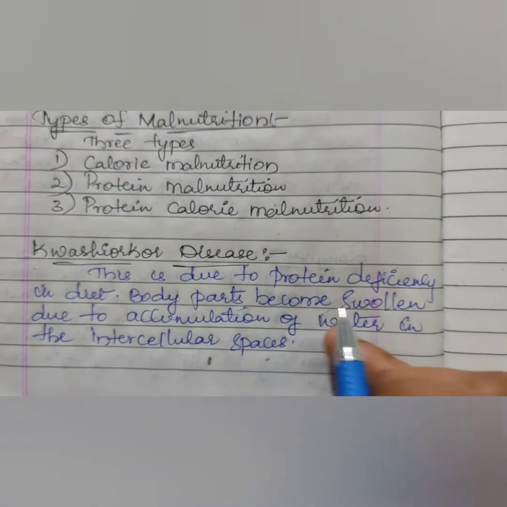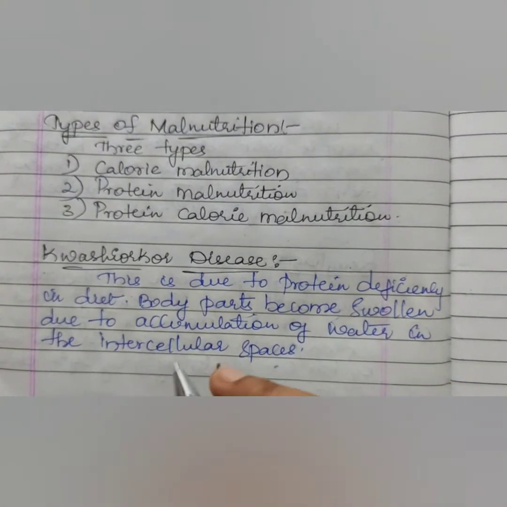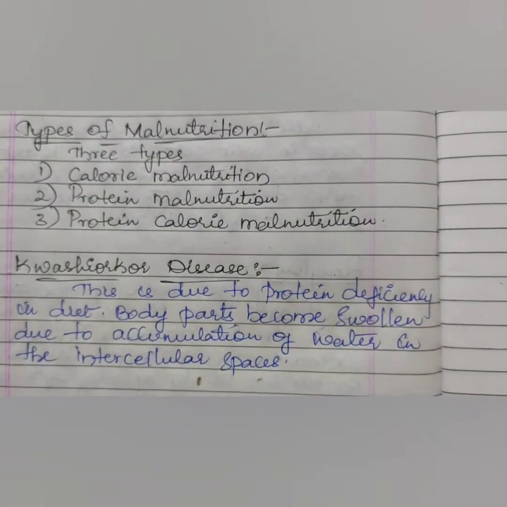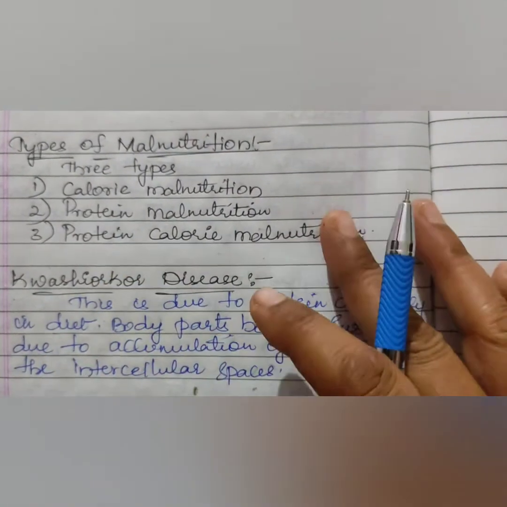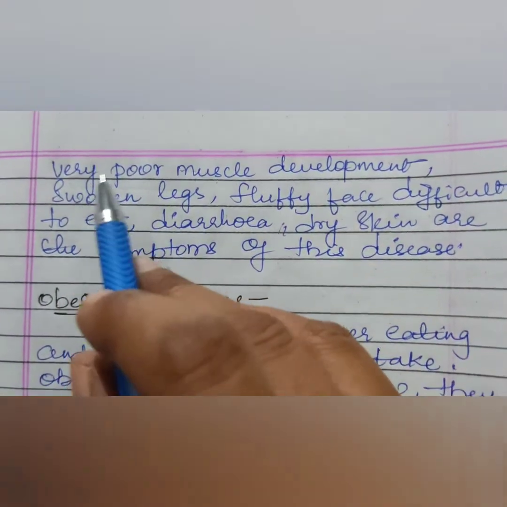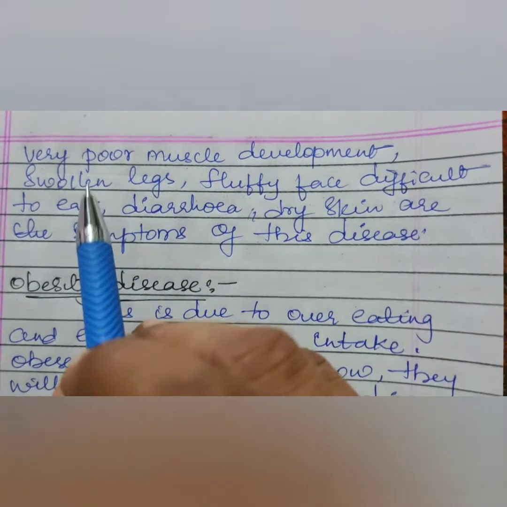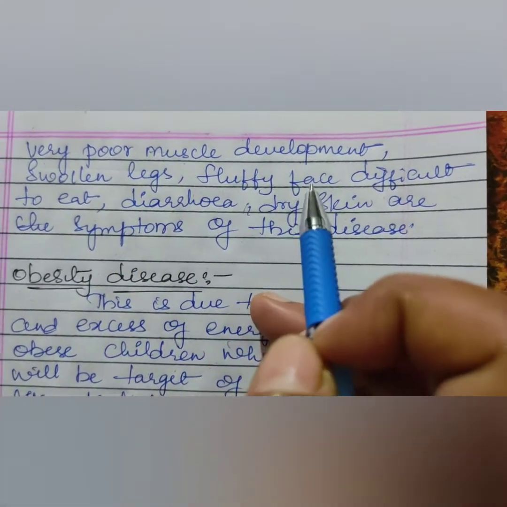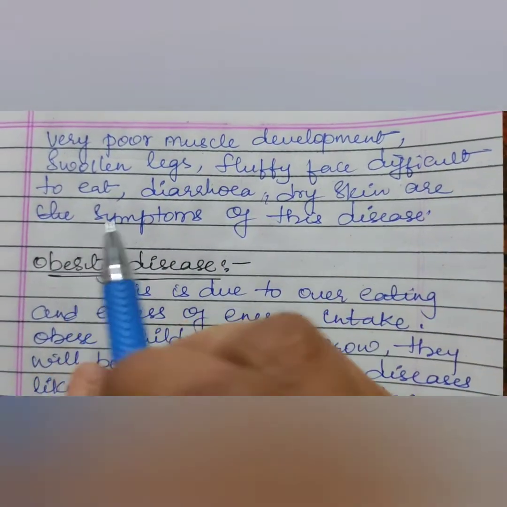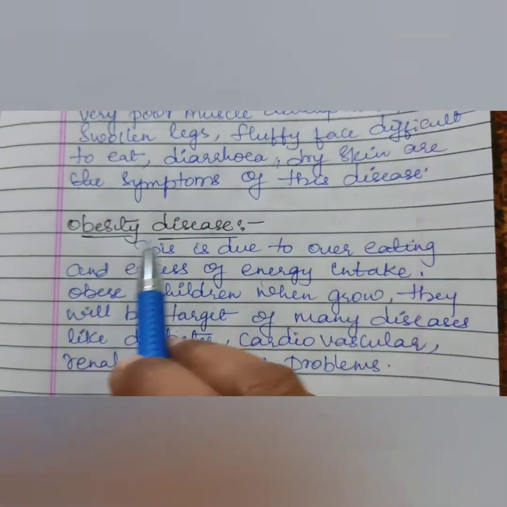Body parts become swollen due to accumulation of water in the intercellular spaces. Yes, this is the reason why kwashiorkor disease occurs. And we'll see the symptoms now. Very poor muscle development, swollen legs, fluffy face, difficulty eating, diarrhea, and dry skin are the symptoms of kwashiorkor disease.